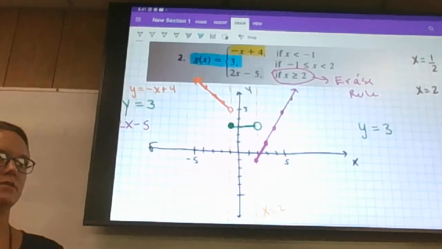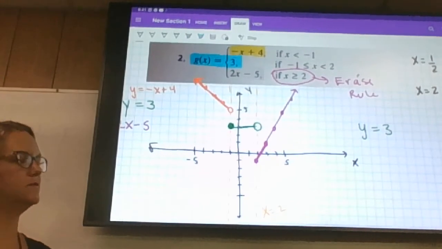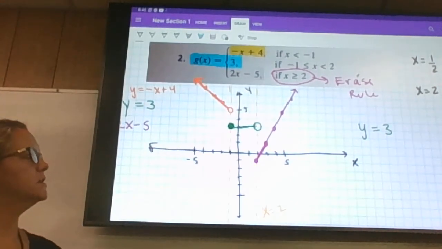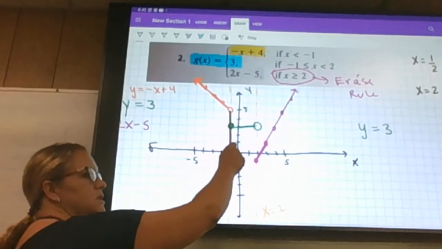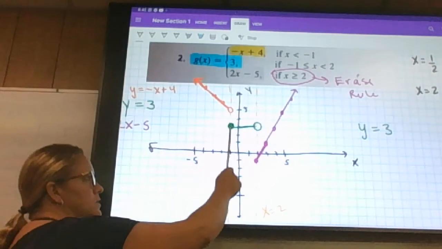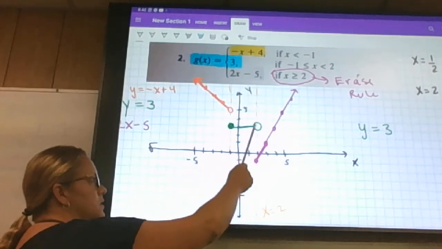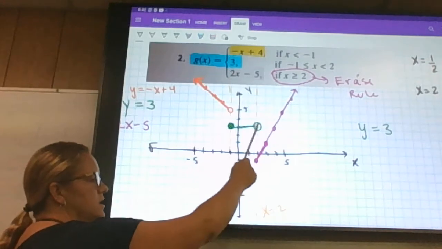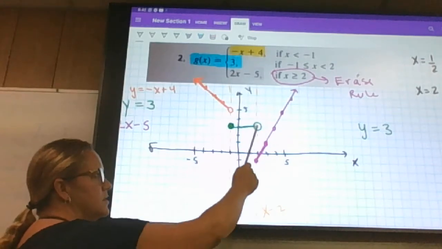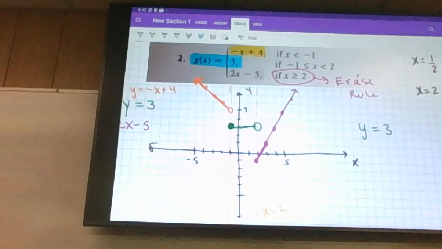So that's the process of creating a piecewise graph. That's what we're practicing today. Does anybody have any questions? So when I look at it, I got an open circle, closed dot, open circle, closed dot. You can't have a closed dot in the same x value. It breaks the rule of a function. For every input, there's only one output.